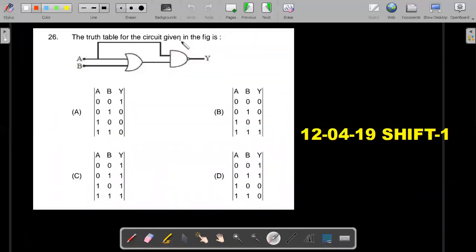The truth table for the circuit given in the figure is... So he has given two inputs, as you could see, A and B, and is asking for the output and the truth table. There are many ways of doing this problem. You want to give it a try? Pause here, and then we'll move ahead with the solution.